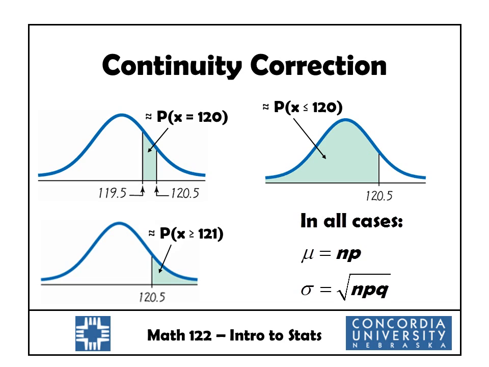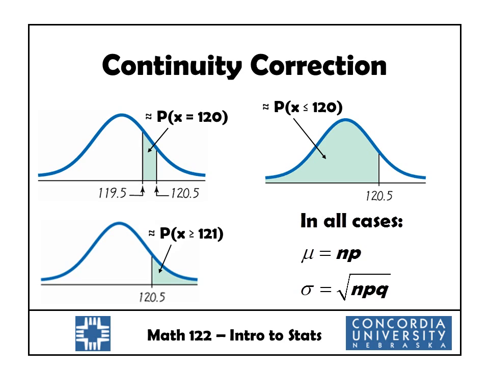In the second question, we calculated the probability that x was less than or equal to 120. We did that by adding a half and then finding the area to the left, and that was our approximate area. In the last one there, we found the probability that x is greater than or equal to 121, and to do that we subtracted a half and then found the area to the right of that number.